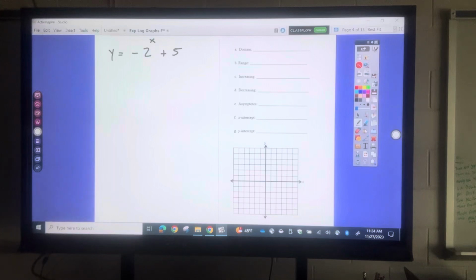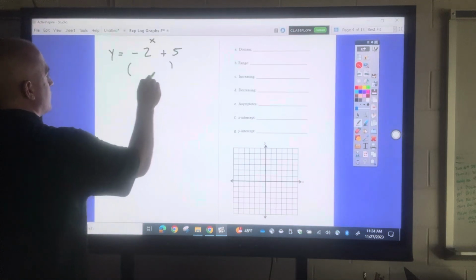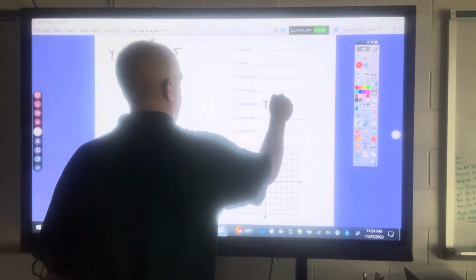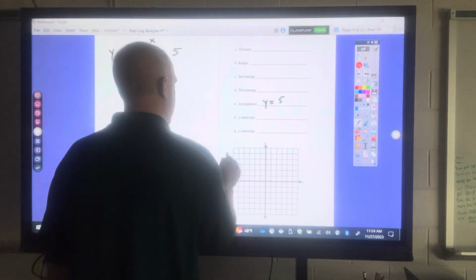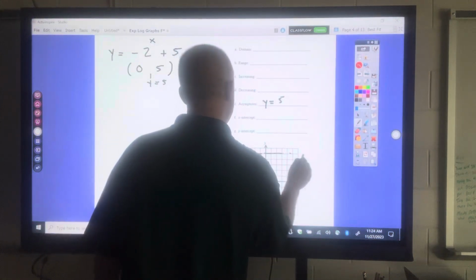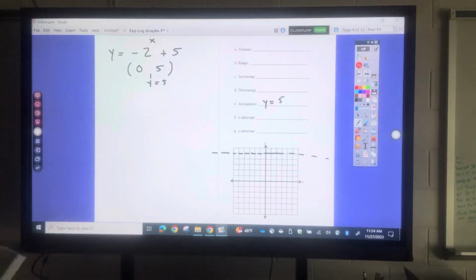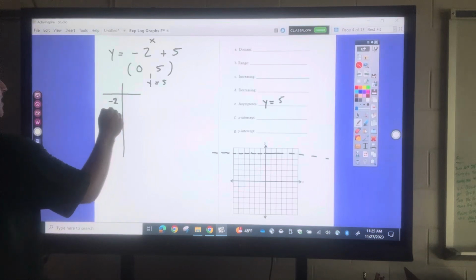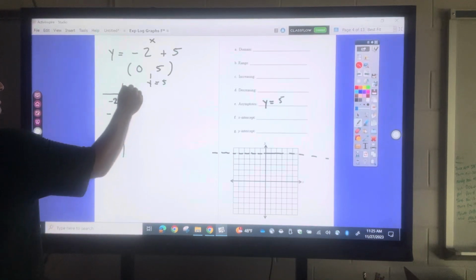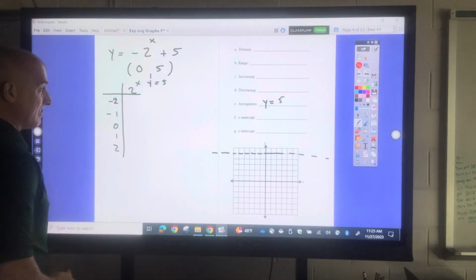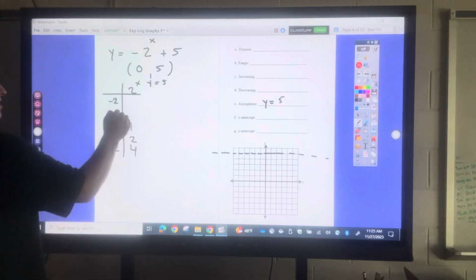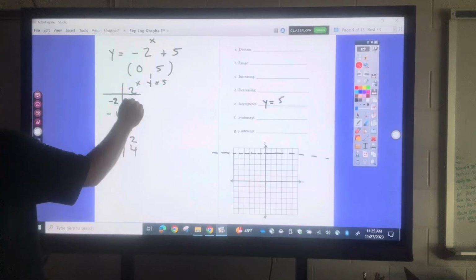All right, what's this one going to be? Well, I want to solve the inside, 0, keep the outside, 5. So y equals 5 is going to be 1, 2, 3, 4, 5. It's going to be my asymptote there. So I got negative 2, negative 1, 0, 1, and 2. 2 to the x power in this case, I'll get into that negative in a second. 2 to the 0 is 1, 2 to the first is 2, 2 squared is 4. That would be 1/2, 1/4.